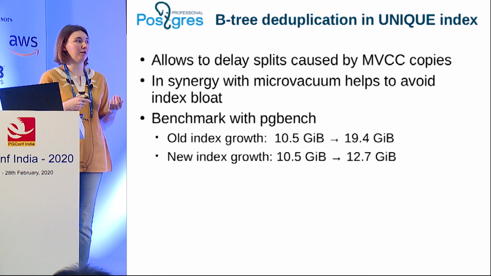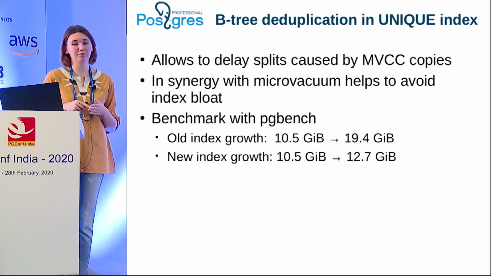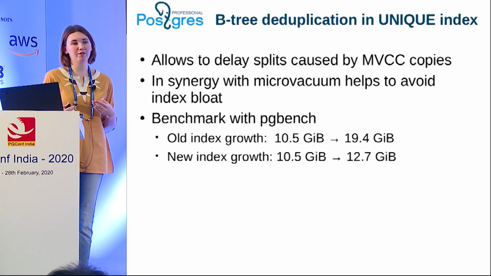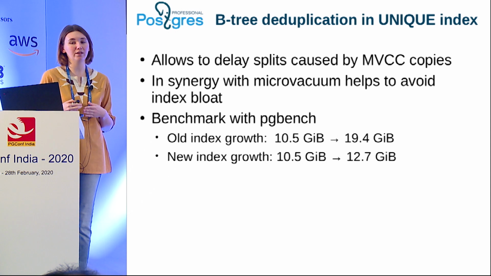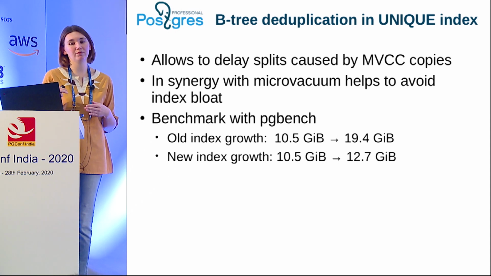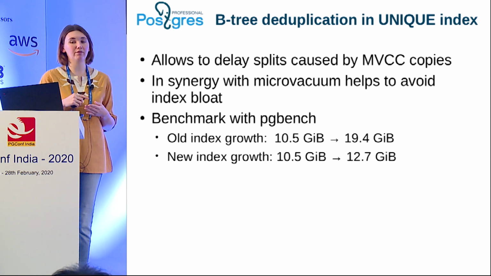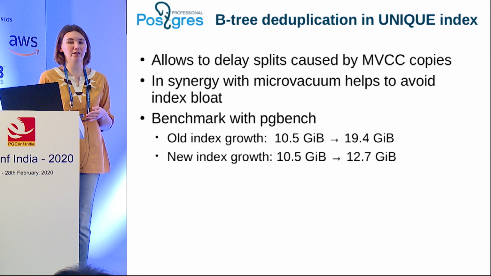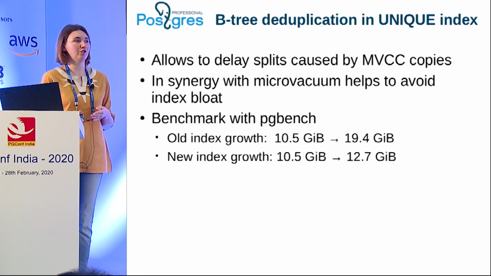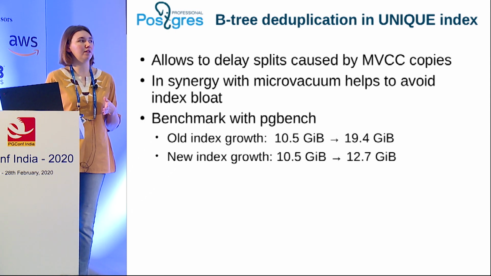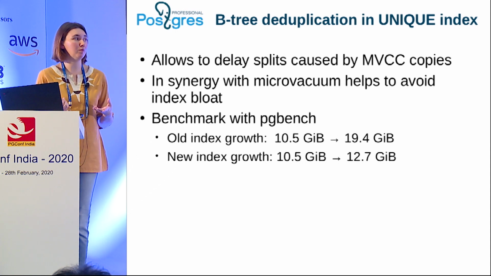So here are some numbers from a benchmark with PGBench. The idea was that we created a table with an index and then ran a lot of update queries on it. The old index grew from 10 gigabytes almost twice, to almost 20 gigabytes. While the new index, in several hours of benchmarking, grew only, let's say, 30%, which I think is a very good number. It means that in the long run, this feature helps to avoid index bloat.